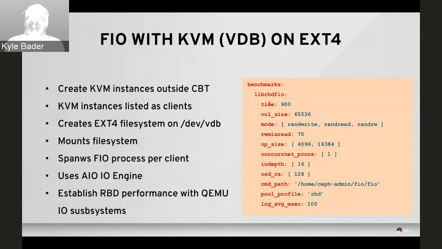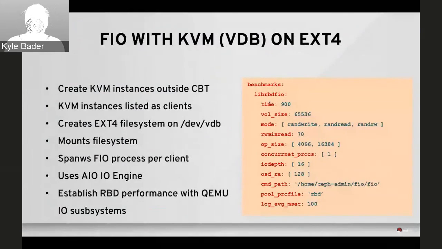But finally, the last FIO type test is testing the block performance of KVM QEMU, right? So you'll create the KVM instances beforehand outside of CBT and attach the RBD volumes yourself to the instances, right? So that's not something that CBT does. It doesn't make calls to libvirt to actually create the KVM instances. So the KVM instances that you'll pre-create and attach RBD devices to, you'll list the IPs of the KVM instances as your clients.